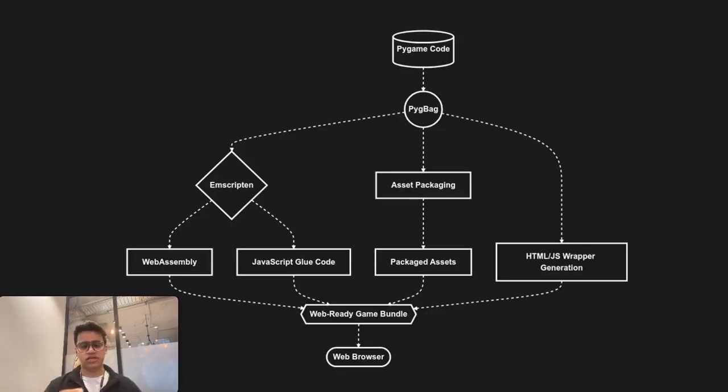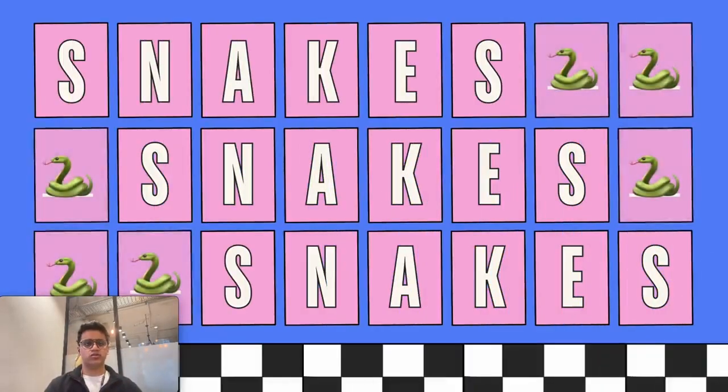So this is more or less the architecture of how things work. We're going to skip this for now, but if you go through it, you'll see there's a Pygame which calls PyGBag, which uses Emscripten to compile, and so on. Now we're going to quickly go through the final app which we're creating, a snake game.